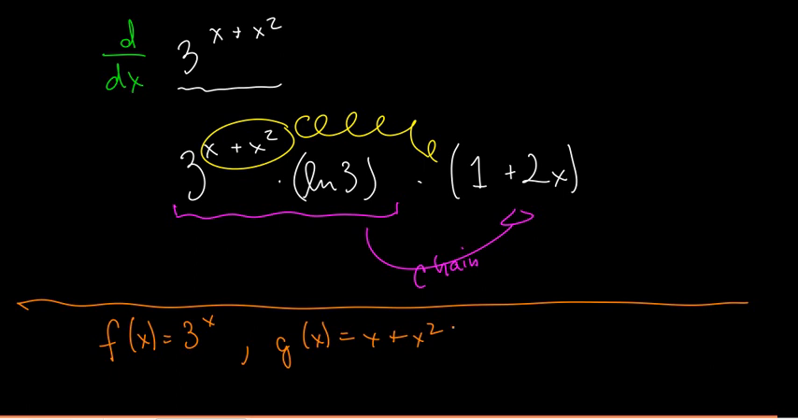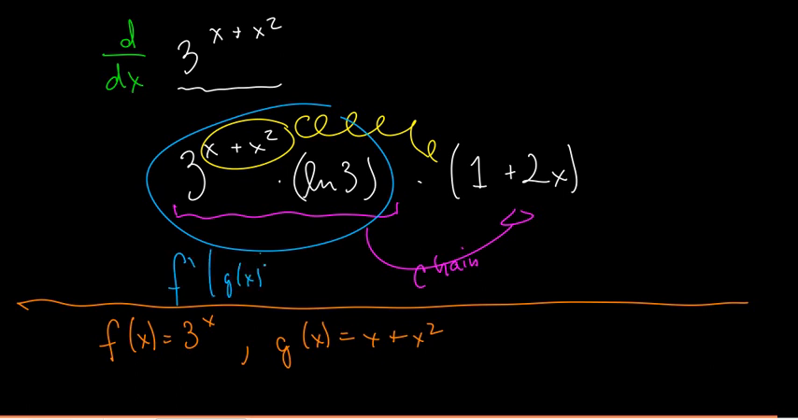All right, so according to the chain rule, this is how it's going to go. This first part here is f prime with g of x plugged in. And this second part here is just g prime.